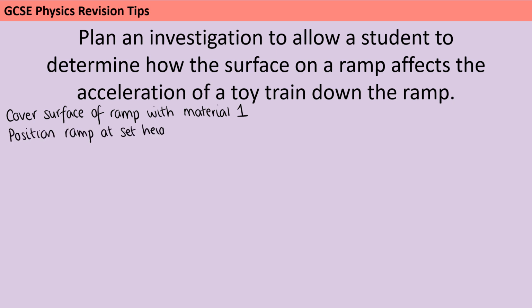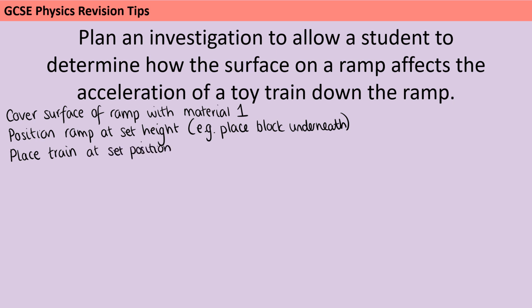And then we need to position that ramp so that it's not going to move. So we might say have some blocks that we're going to put it on, or we might use a ruler to measure a certain height, but we need to make sure that if anything happens, if we knock it over, we can always put it back in the same position. And then we're going to place the train at a set position on that ramp. So we're always releasing it from the same height.